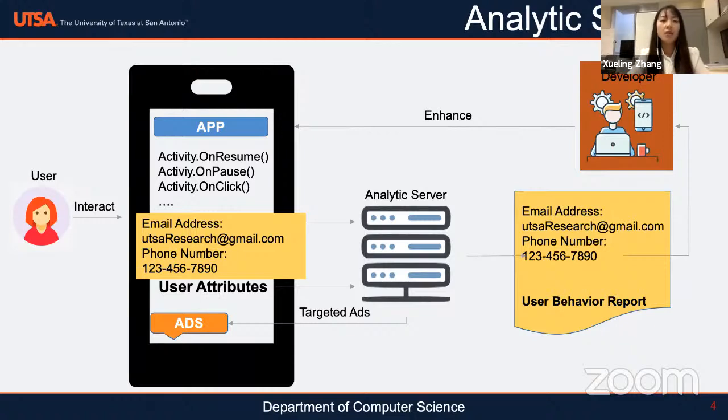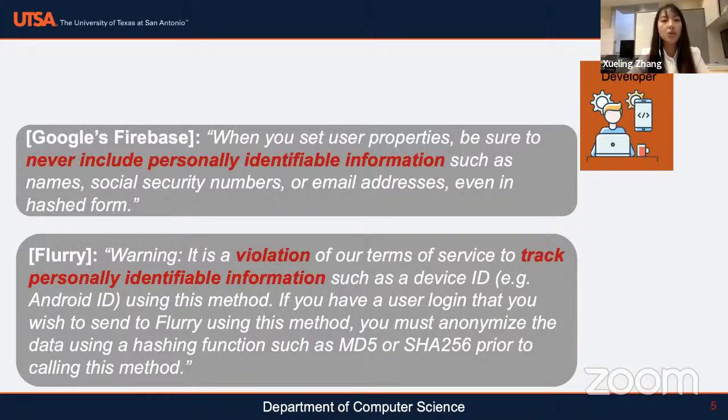And actually there are some requirements from the service providers. For example, Google's Firebase, which is the most popular analytics service, has the following statement. When you set user properties, be sure to never include personally identifiable information, such as names, social security numbers, or email address, even in hashed form. There's a similar suggestion from another popular analytics service provider called Flurry. So we can see that they made it very clear: do not use any sensitive information as users' attributes. So the question is whether app developers always follow them in reality.